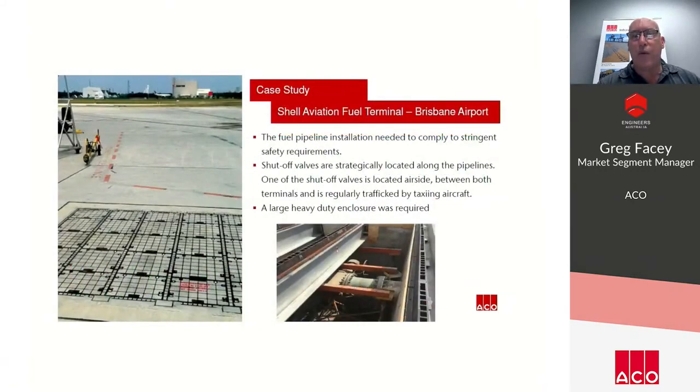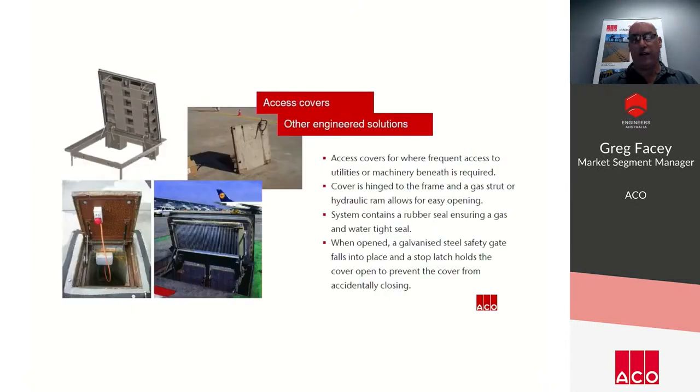If we look at this case study, which is Shell Aviation Fuel Farm out of Brisbane Airport, so service enclosures are not just used for cable routes, they can be used for a variety of services. And this case study typically shows where a fuel pipeline installation was needed to comply to the stringent safety requirements. So shut-off valves are strategically located along the pipelines, and one of the shut-off valves is located airside between both the terminals and is regularly trafficked by taxiing traffic. So a large, heavy-duty enclosure was required with a multi-part system to be able to remove the covers and the beams and get access to the system below for maintenance requirements.